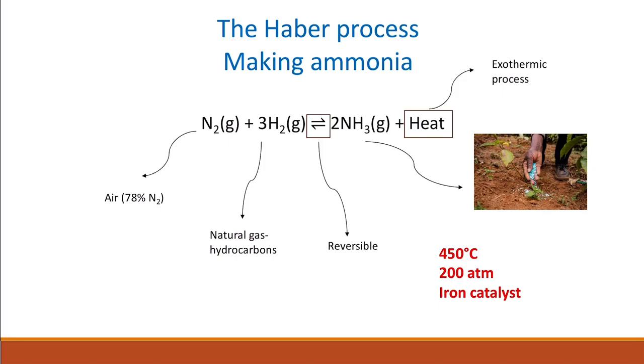The Haber process is an industrial process for the formation of ammonia. Ammonia is used to make fertilizers. In the Haber process, nitrogen gas reacts with hydrogen gas in a reversible reaction to give ammonia and heat. So it's an exothermic reaction. These are the optimal conditions for this process, which is 450 degrees Celsius, 200 atmosphere pressure, and the use of an iron catalyst.